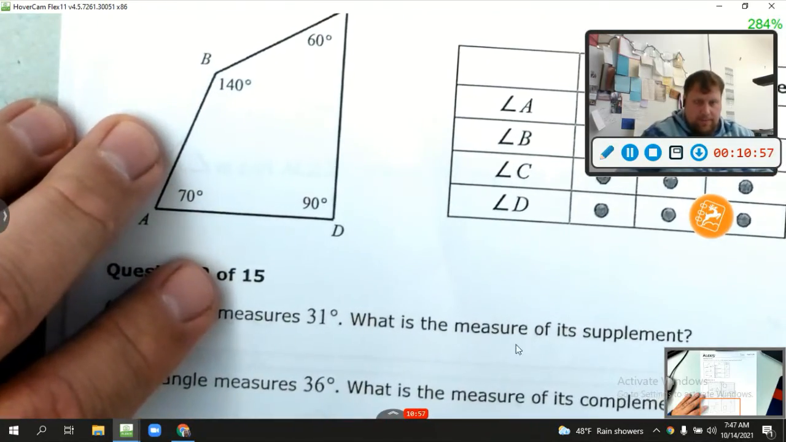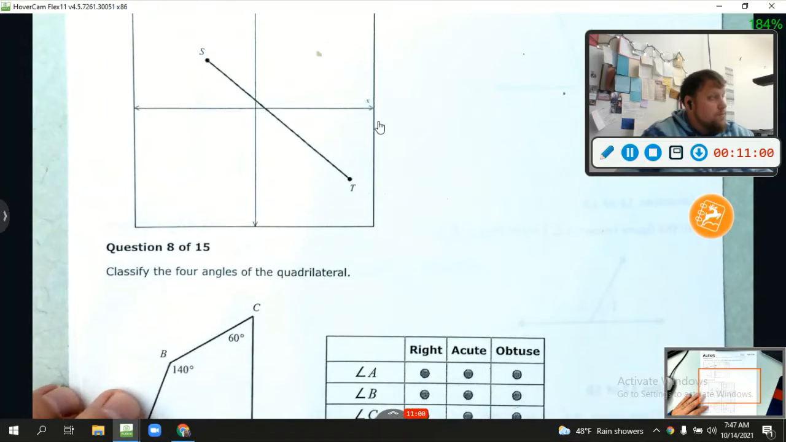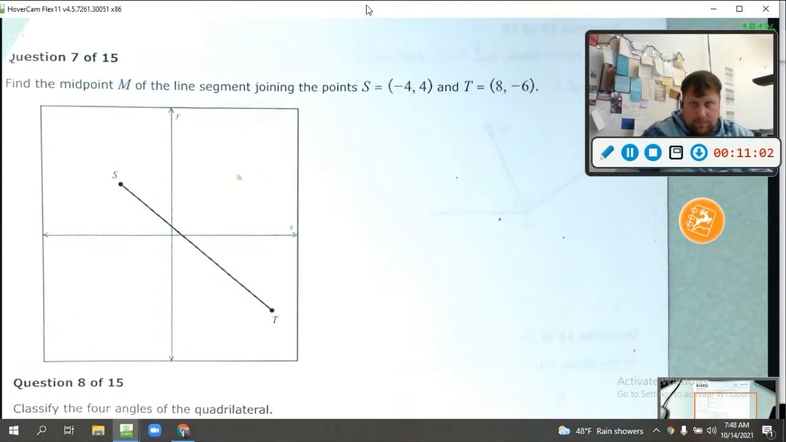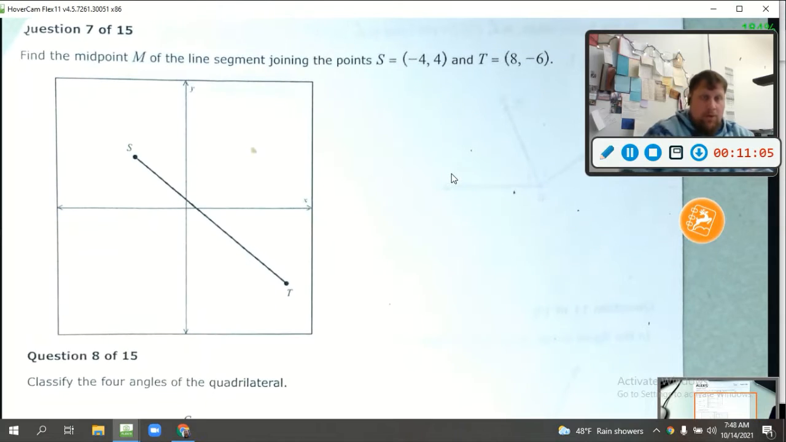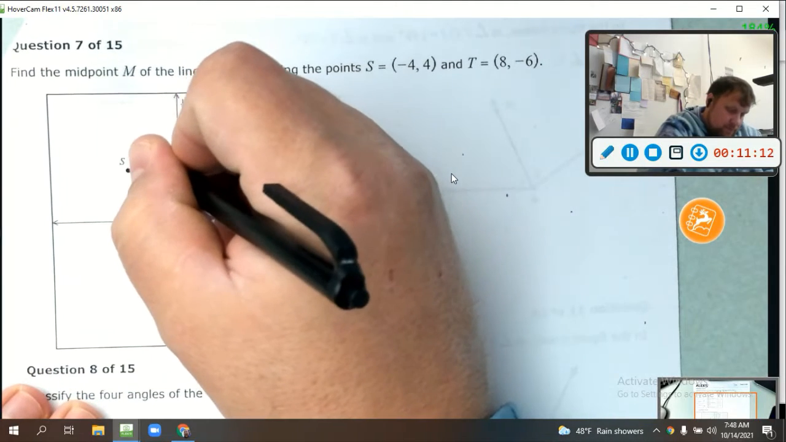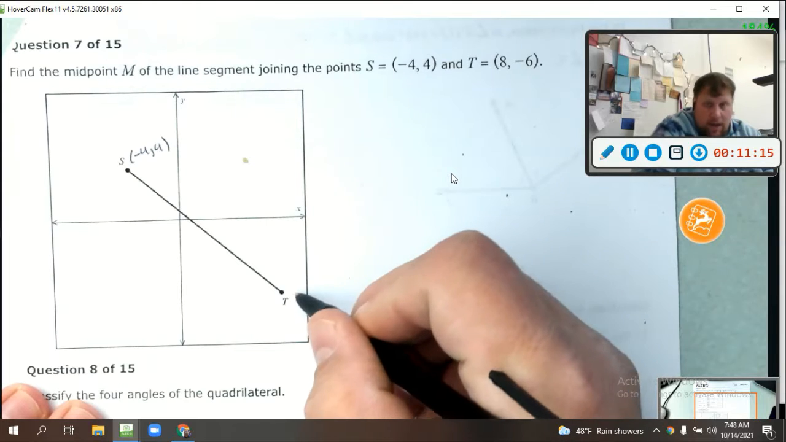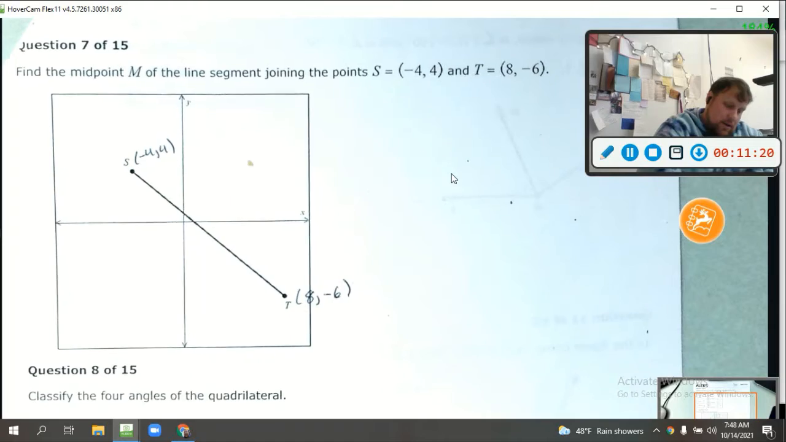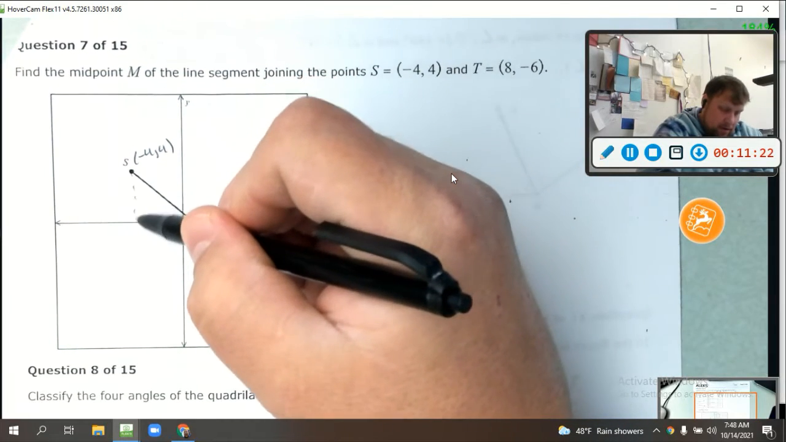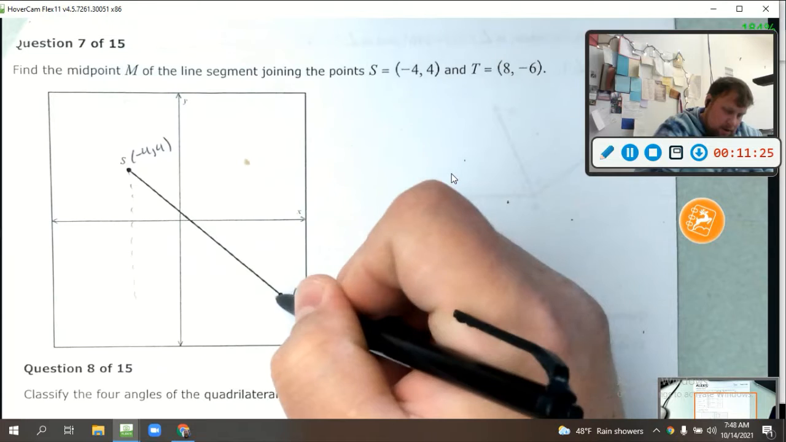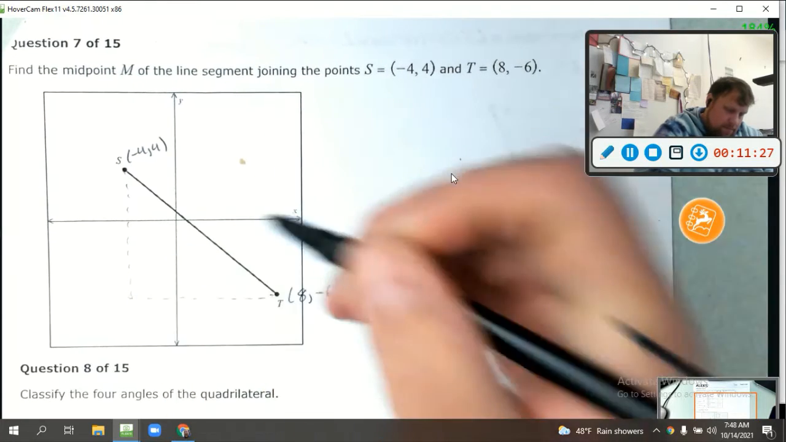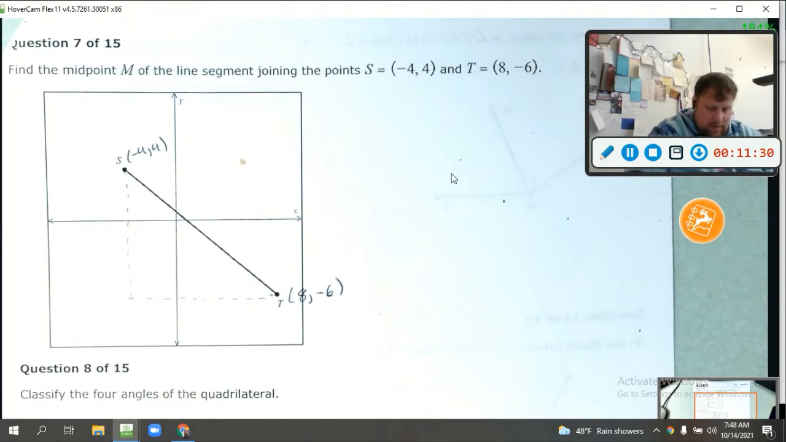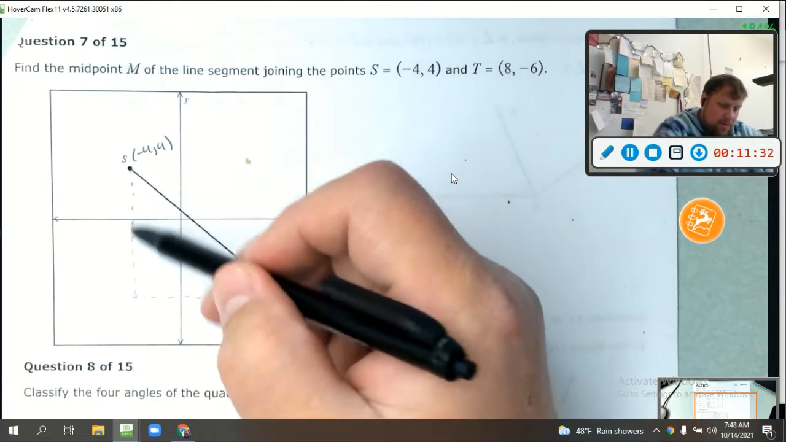Let's zoom out. Find the midpoint M of the line segment joining S equals (-4, 4) and T, which is (8, -6), excuse me. So again, I'm going to draw my right triangle. And like I said, always feel free to pause this and try it on your own. When I'm finding a midpoint, I just need to find halfway. I need to find the midpoint of this line.